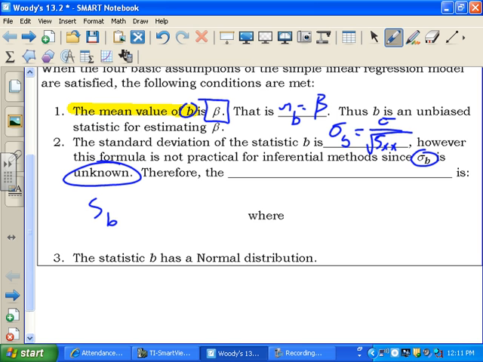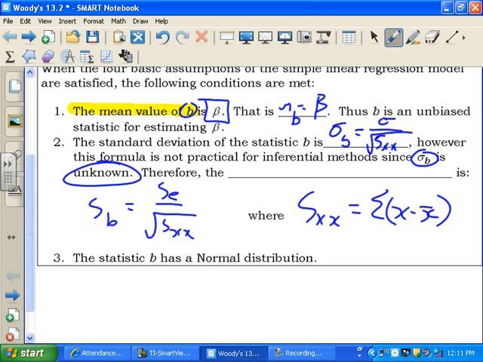Therefore, we will use SB, which is the standard error for slope. That is the standard error, which we get from your model, divided by the square root of SXX. And I told you, I'll explain what SXX is right now. That is the sum of all the x values from the average squared. X minus x bar squared. And that's our estimated standard deviation.